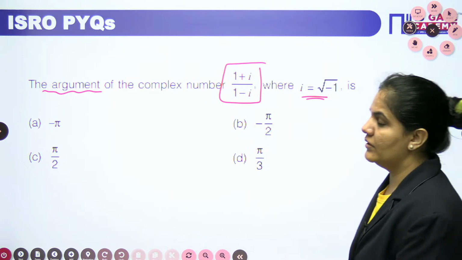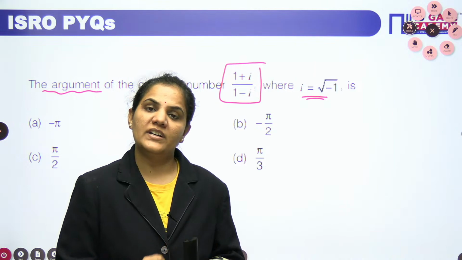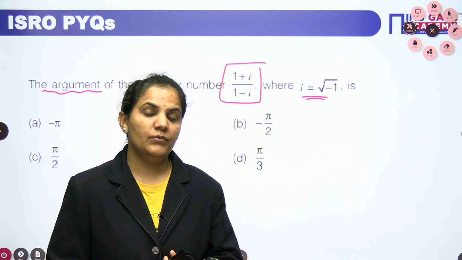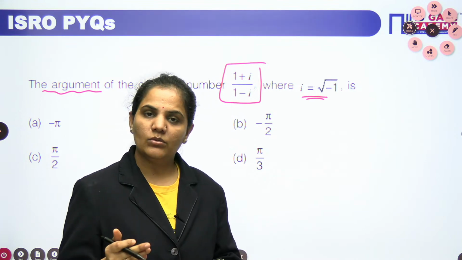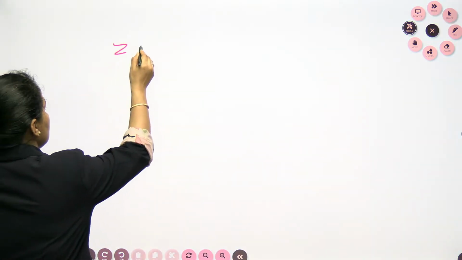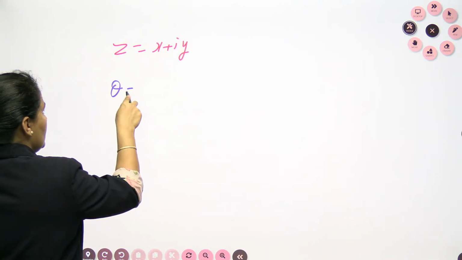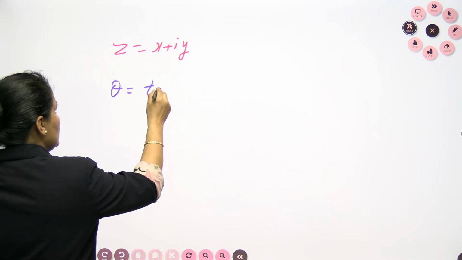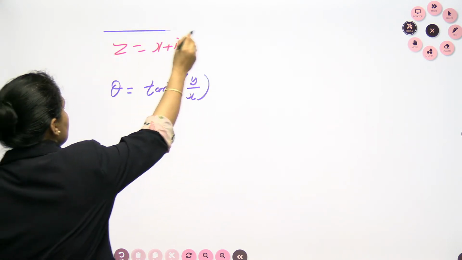Let's approach it. What is one very important point related to this question? First of all, this is a question from complex variables. We know that z equals x plus iota y is my complex number. If I need to find the theta or argument, my theta will be tan inverse y by x, and I can solve this very easily.